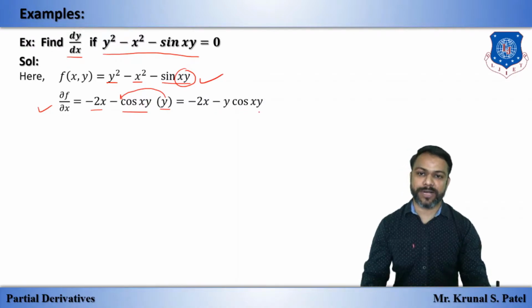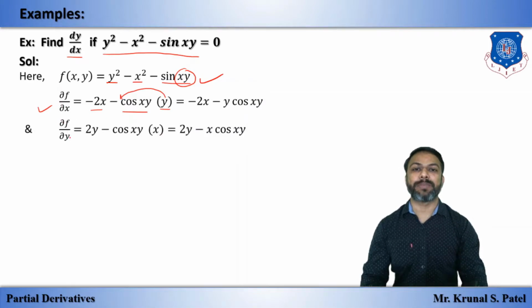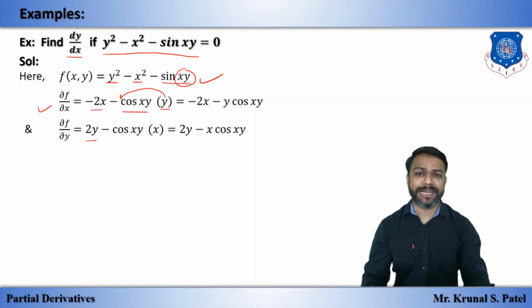Same way, differentiating f with respect to y partially, so treating x as a constant, differentiation of y square is 2y, differentiation of x square is 0, differentiation of sine xy is cos xy, and differentiation of xy with respect to y gives x, so multiply x to the cos here.